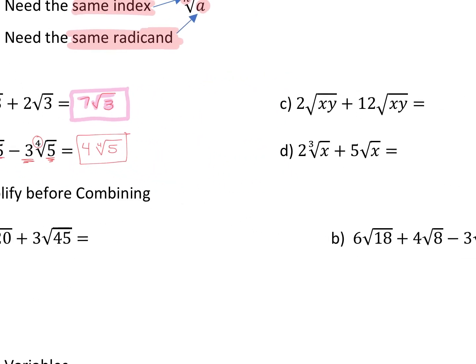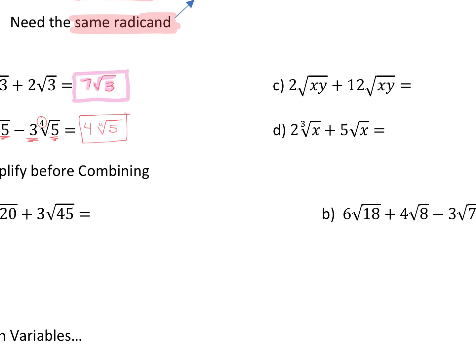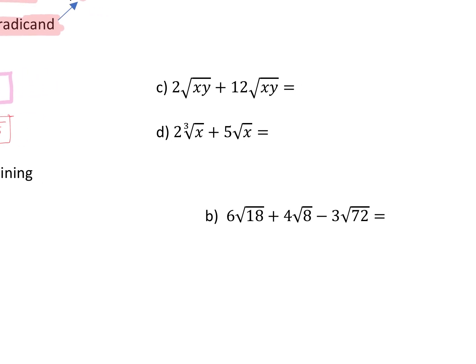Okay. Letter C over here. 2 rad xy plus 12 rad xy. What do you get? 14 rad xy. Okay. How about letter D? 2 times the cube root of x plus 5 times the square root of x.